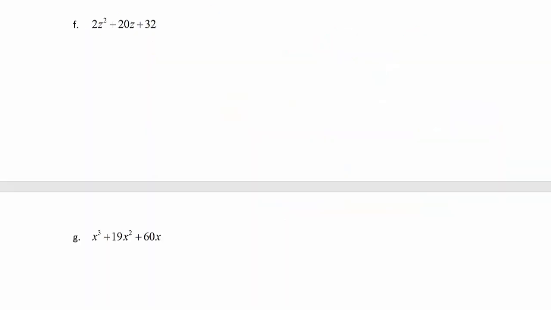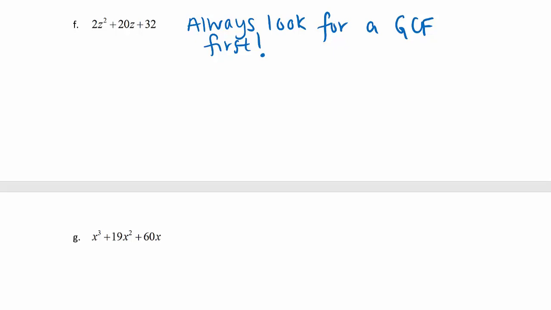Now, sometimes we might have to combine the methods from last week with these new methods. Example F is a little bit different in that there's a 2 in front of that z squared. The first term has a 2 in front of it. This problem is also different because it has a greatest common factor. And in fact, if you are factoring, the very first thing you should do in any problem is check and see if there's a common factor.